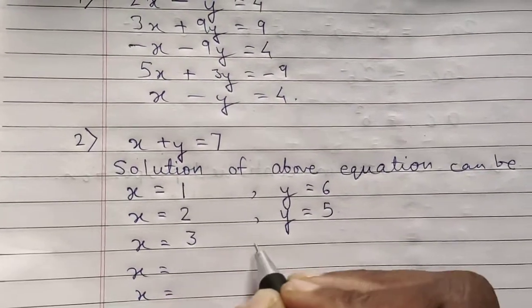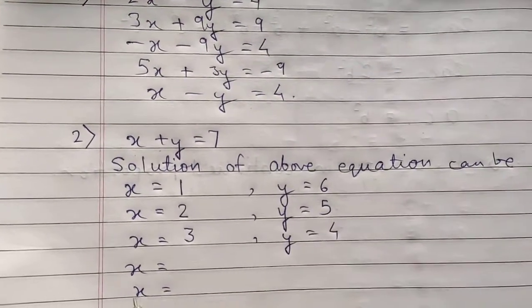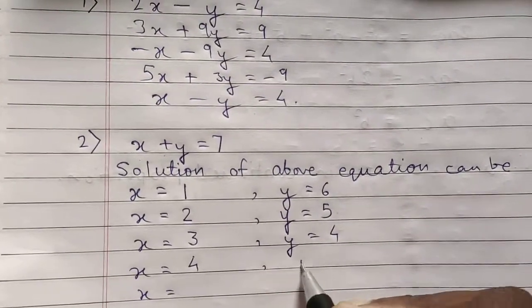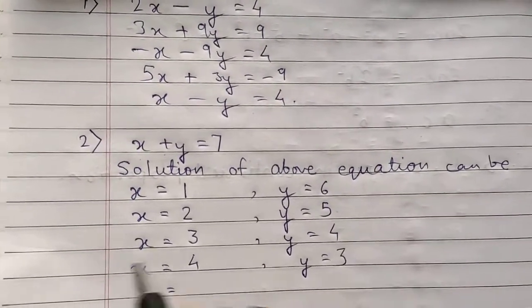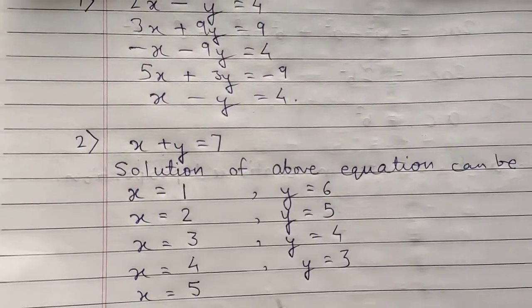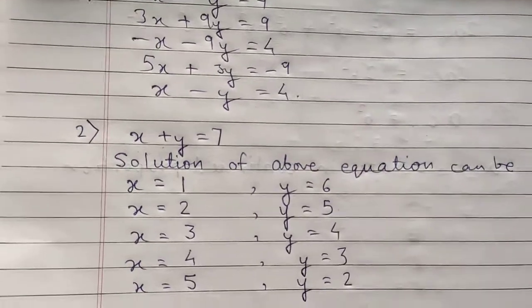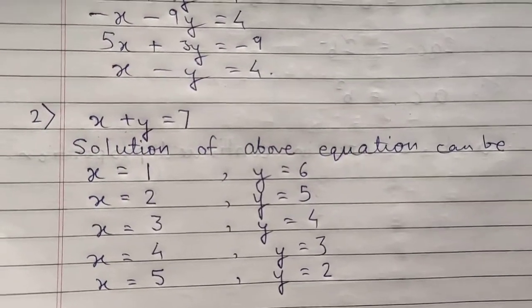Suppose I place x value for 3, then my y value will be 4. If I take x value 4, then y will be 3, because 4 plus 3 gives you 7. Similarly, for x is equal to 5, I will have y equal to 2. Okay, so this was very simple solution.